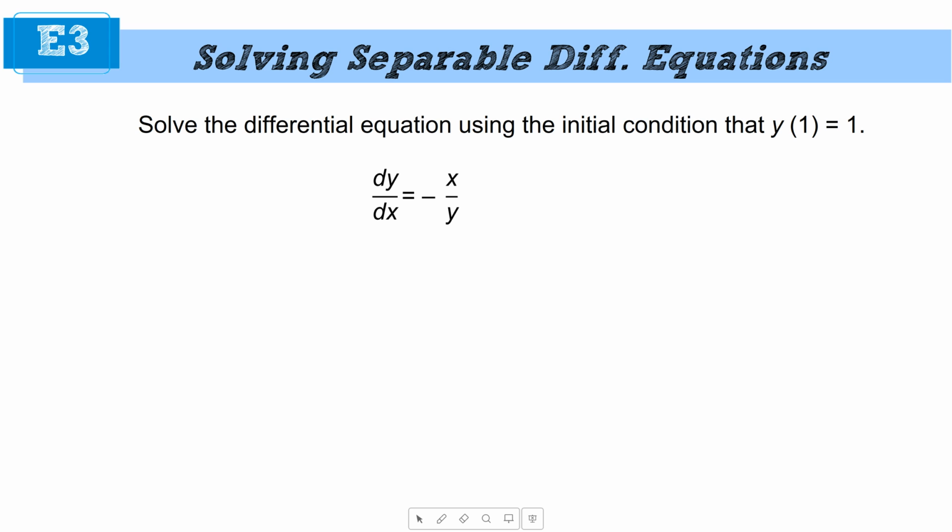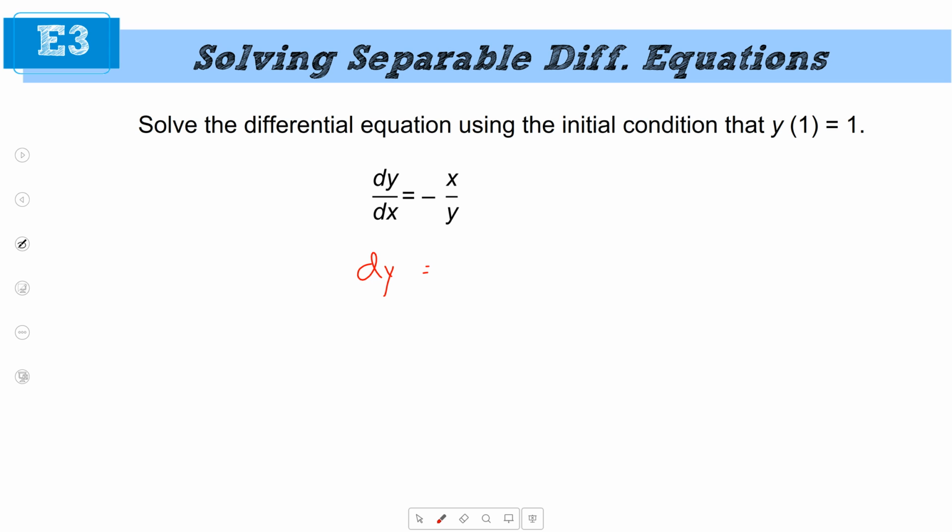We did the slope field for this already, if you'll recall. What shape did we get? Circle. Okay. So now we do the math. Step 1, separate the differentials. I'm going to multiply both sides by dx, and I'm going to move the y over to the left. So I get this.